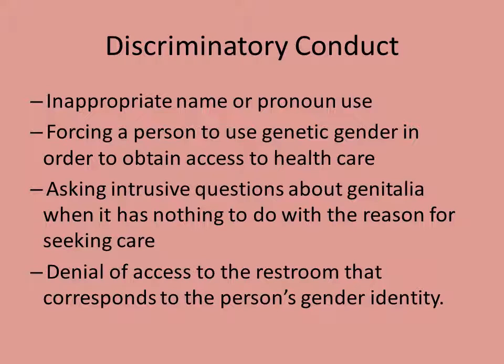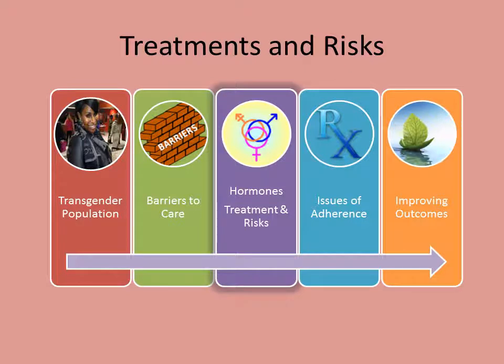Also, requesting information about genitalia when the reason for seeking care has nothing to do with that. For example, coming in with a sore throat and being asked about genitalia. Also, access to female or male restrooms only and not having a neutral ground to use the restroom. That requires the individual to make a choice publicly that they may not be willing to make yet.